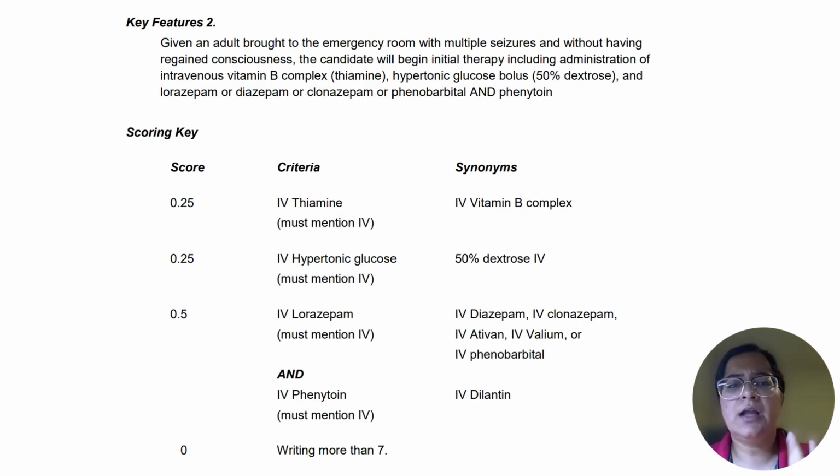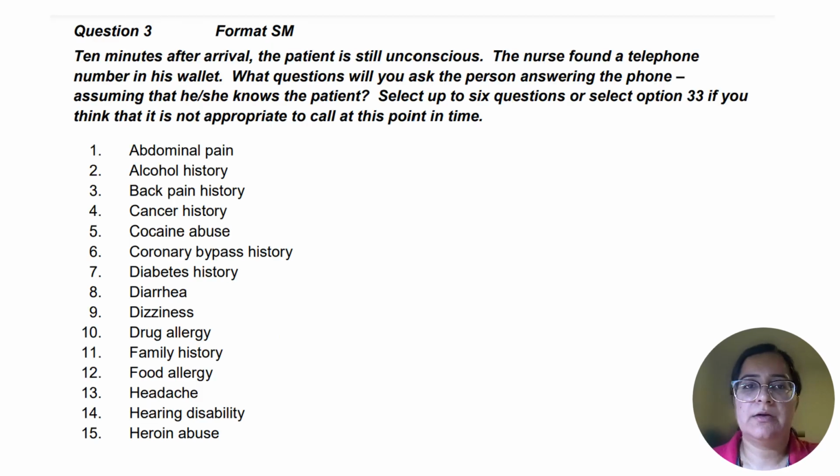So IV thiamine, IV hypertonic glucose, and IV lorazepam. If you think, their official key also shows IV, must mention intravenous. So that's what they have written all the time, and they accept different names. If you write lorazepam, you are right. If you write diazepam or clonazepam, Ativan, whatever, that is acceptable. But IV has to be written.